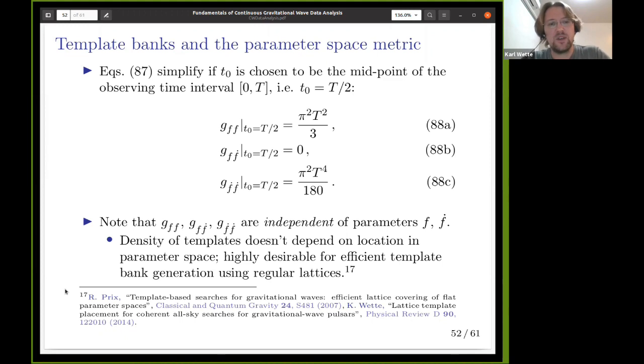So for the g_ff term, this is the frequency, we have pi squared T squared on 3. The f dot cross term goes to 0 when we make this choice of reference time, and the term for the spin down derivative is just pi squared T to the fourth on 180. So these are pretty nice simple things. And an interesting property to note about the metric is that these expressions are independent of the parameters themselves.